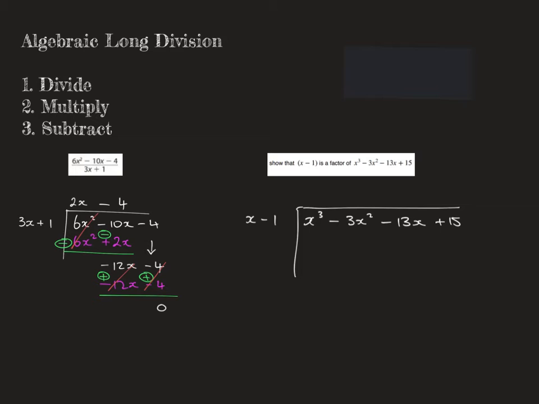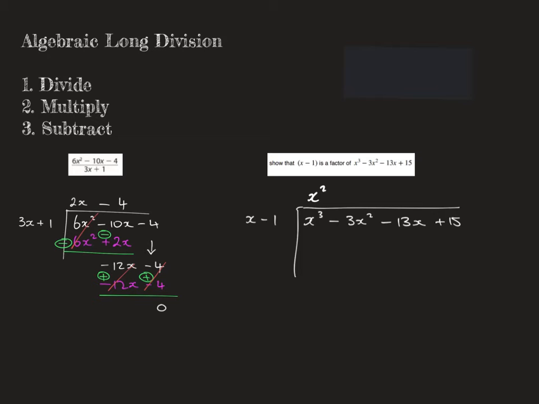So we'll start off there by doing the first step in this. The first step, as we know, is divide. Okay, so I need to see how many times x divides into x cubed. At this stage I should know that x divides into x cubed x squared times. Okay, now that's the division part of the sum done.